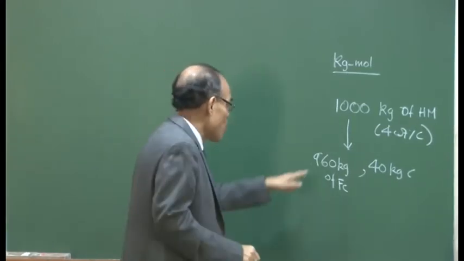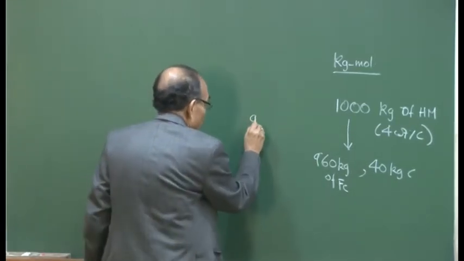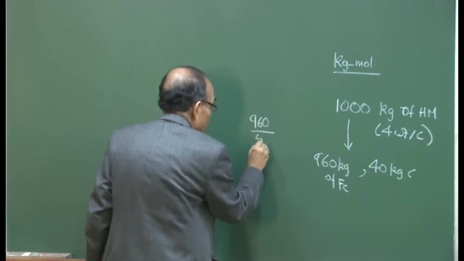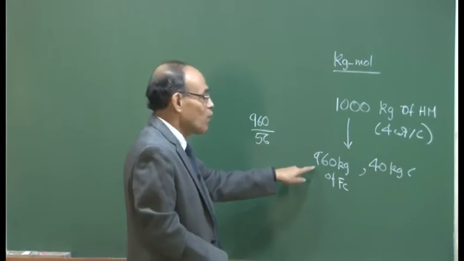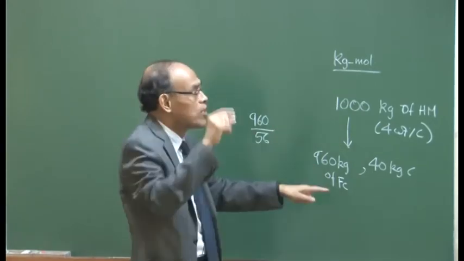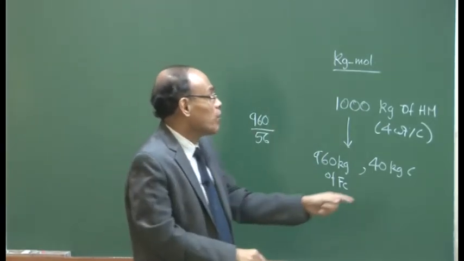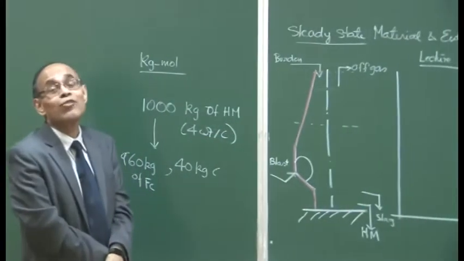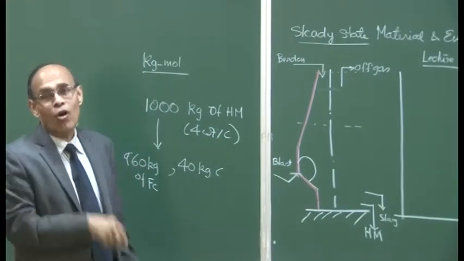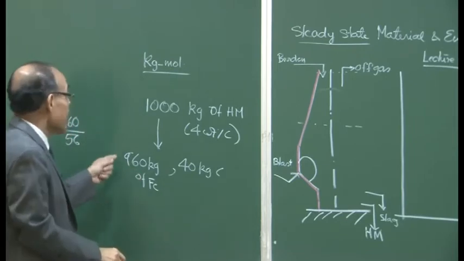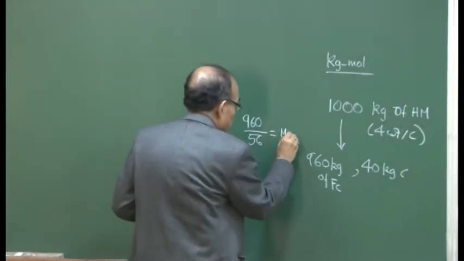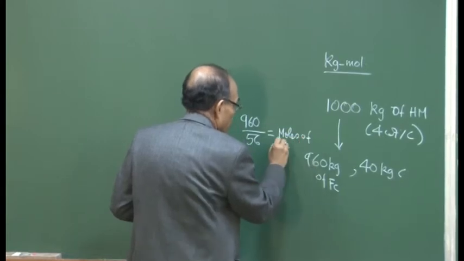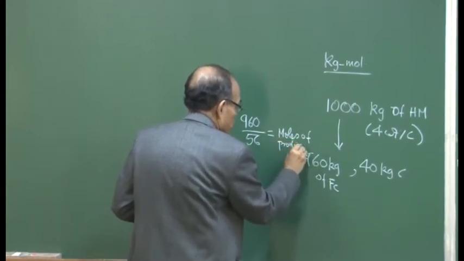Now, how many moles of iron have we produced? We have produced 960 divided by 56 moles of iron, and for all these calculations, for example, if you calculate the blast rate, we will calculate the blast rate per mole of Fe. This becomes the moles of product Fe, or kg moles of product Fe. That is the terminology that we are going to use.